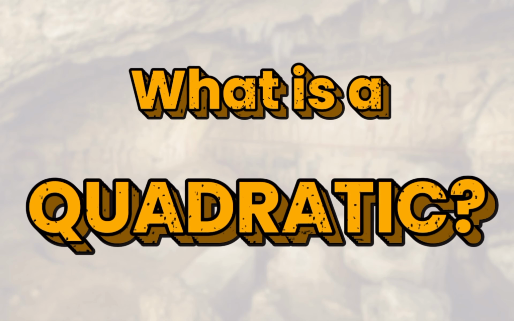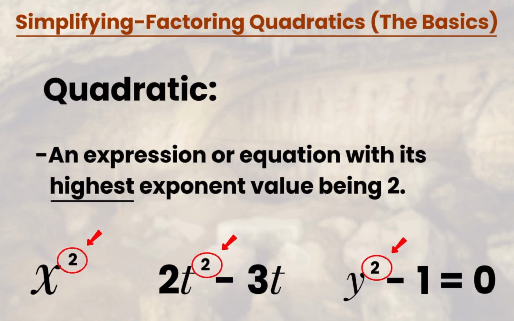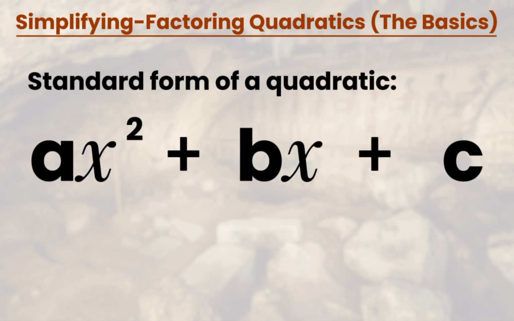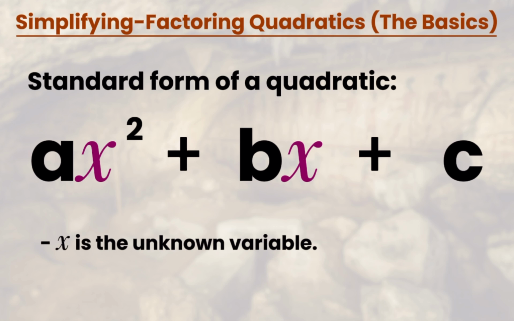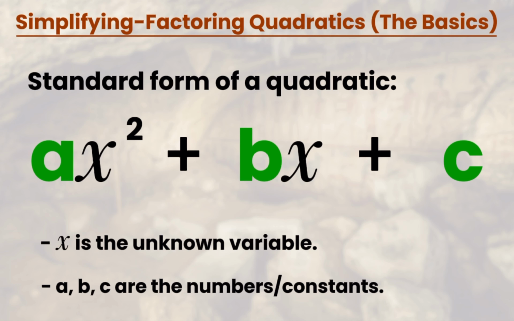First, what is a quadratic? It's simply an expression or equation where the highest power of the variable, the degree, is 2. The standard form, or blueprint, of a quadratic is ax squared plus bx plus c. x represents the unknown variable, and a, b, and c are the numbers, aka constants.